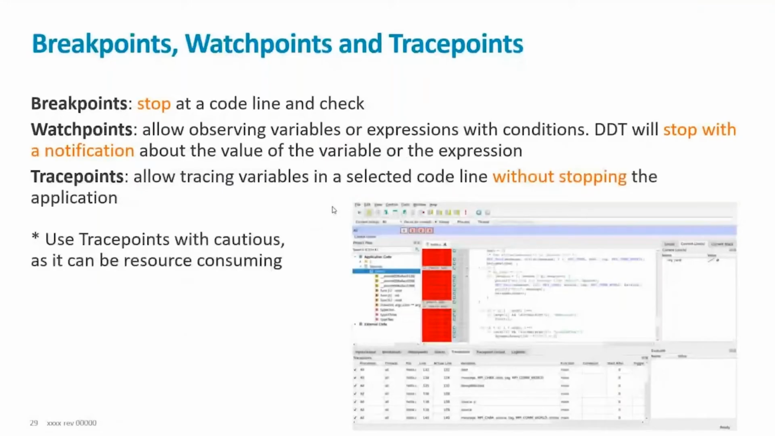It provides you breakpoints, watchpoints, and tracepoints as well. The tracepoints allow tracing variables, read and write history, without needing to stop the application. And the watchpoints allow observing variables with conditions. So DDT will stop there, and it will emit a notification about the value of the variable when the condition is hit. At the bottom, you will have all the information for tracepoints that will also be available in your HTML report.